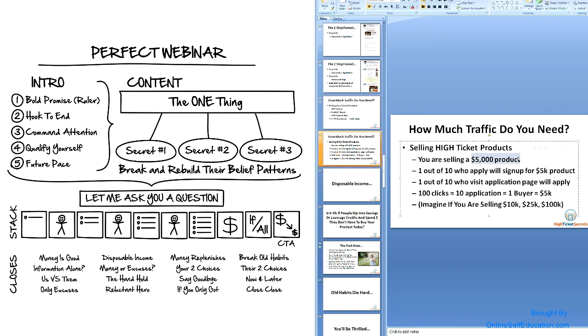If I sell a $5,000 product, 1 out of 10 who apply are going to sign up for the $5,000 product. 1 out of 10 who visit the application page are going to apply. So 100 clicks equals 10 applications equals 1 buyer. That means all I've got to do is send 100 clicks a day, and I can make $5,000 a day.